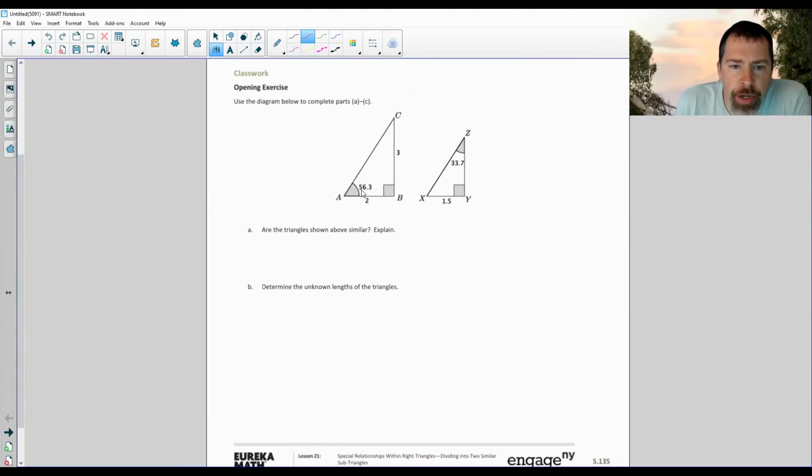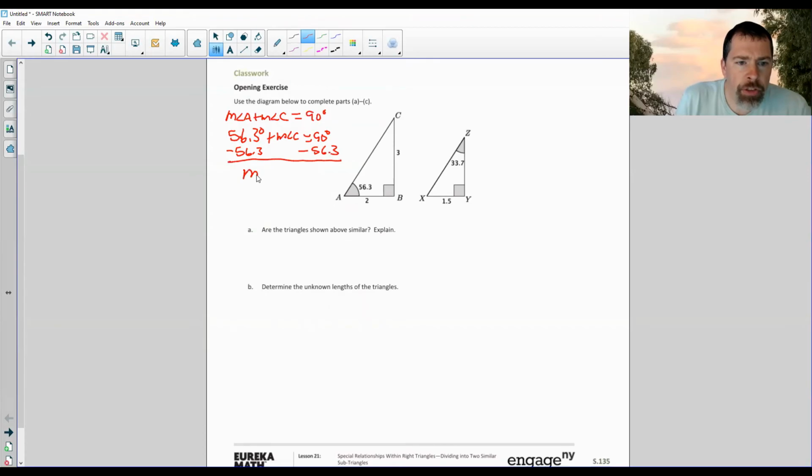I know that the two acute angles in a right triangle are complementary. So I'd say the measure of angle A plus the measure of angle C has to equal 90 degrees, because 90 plus 90 is 180 and that is a triangle. A is 56.3 degrees plus the measure of angle C equals 90 degrees. So to find the measure of angle C, I subtract 56.3 from both sides.